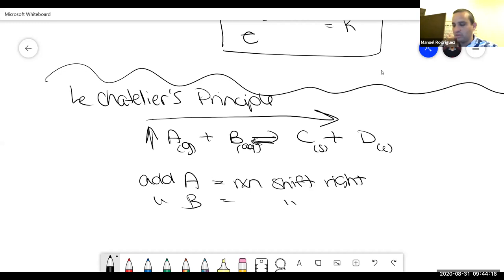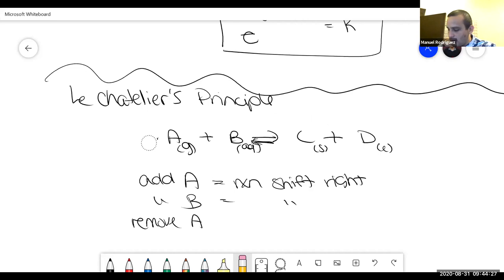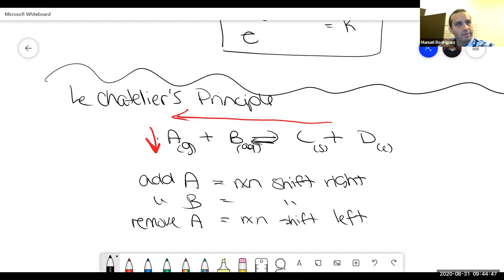Let's say I remove A, then this number here is really small. So now I'm making a hole where the A is supposed to be. So then my reaction would then shift to like fill that hole. So then if I remove A, the reaction will shift to the left. That makes sense? And the same will be true if I remove B. So if I remove B, then the reaction will shift left. Does that make sense?